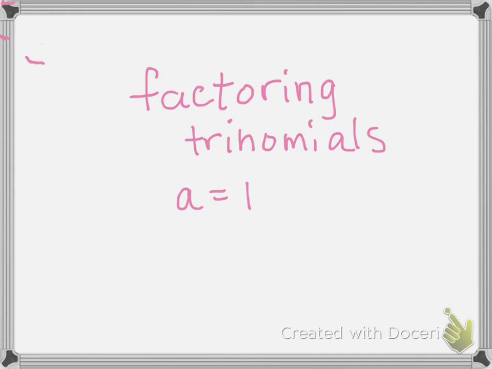All right, so now we're going to look at factoring trinomials where a equals 1. When I say a equals 1, I am talking about the leading coefficient of a quadratic trinomial. So the coefficient in front of the x squared term is 1. All right? Tomorrow we'll talk about when it's not equal to 1. What do you do?